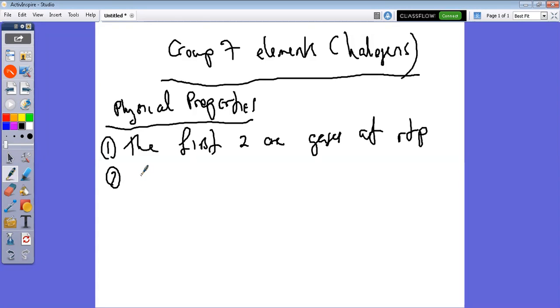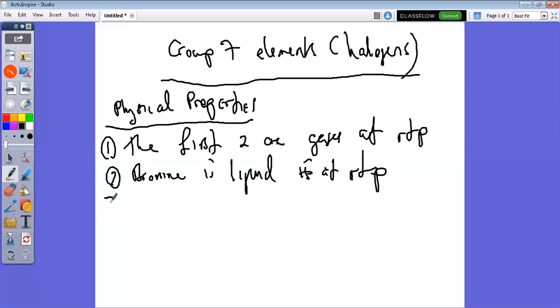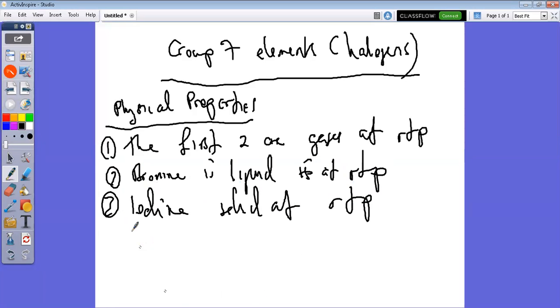Are we together? Yes. So that's fluorine. If you're looking at your periodic table, they're fluorine and chlorine. They are gases at room temperature. Then bromine is liquid at room temperature. Then iodine is a solid at room temperature. So the iodine is a solid at room temperature.